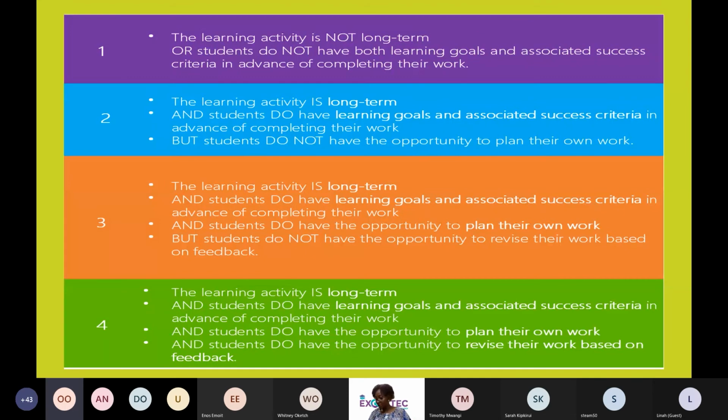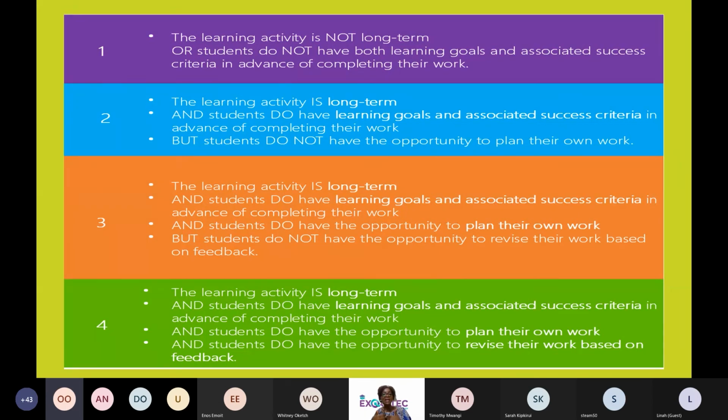So for the rubric where self-regulation is concerned, the learning activity, of course, if it's not long-term, then there's no self-regulation at all. So one of the things that are basic is that at the lowest level, it is long-term. So you may give them a term project, but they don't have the learning goals or the associated success criteria in advance. So at that point, then you are just on level 2. So yes, it is long-term, and they have a rubric that will guide their process, but they don't have the opportunity to plan their own work. So at that point, it's level 3.